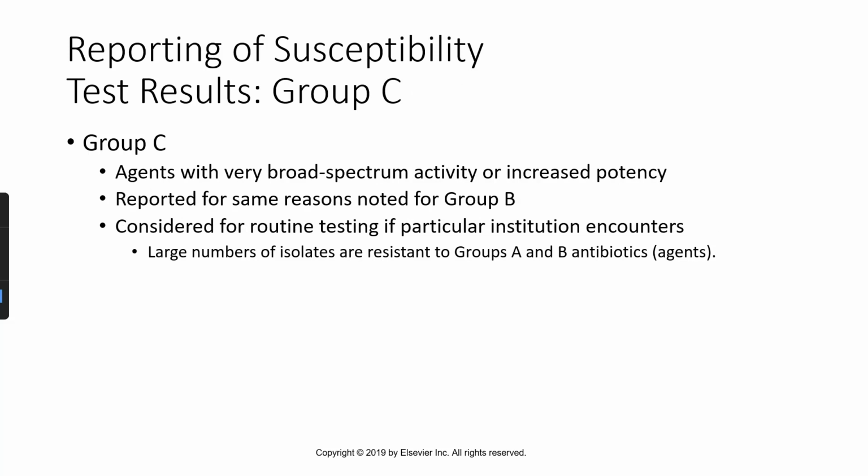Group C, agents with very broad spectrum activity or increased potency, reported for the same reasons noted for Group B, but considered for routine testing if a particular institution encounters large numbers of isolates that are resistant to Group A and B antibiotics.